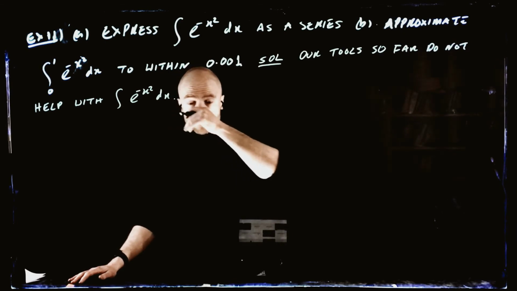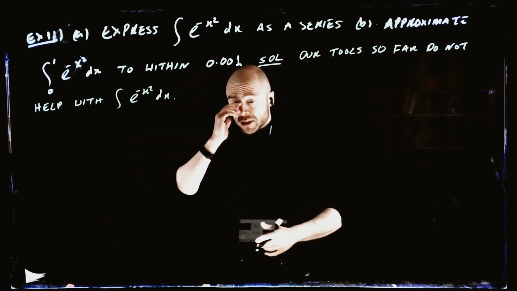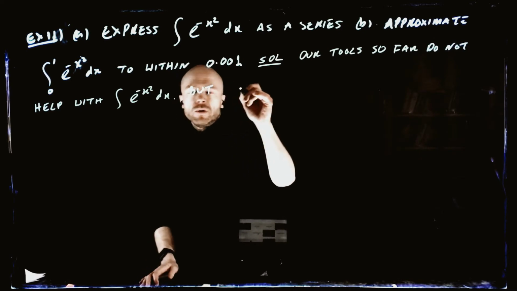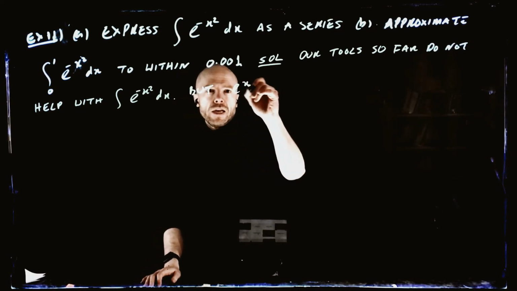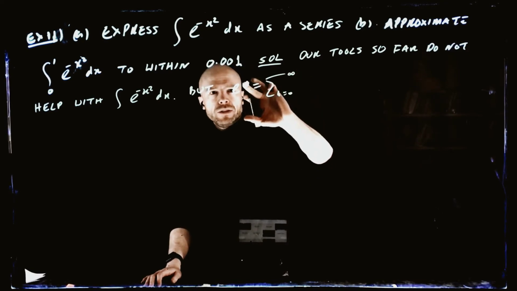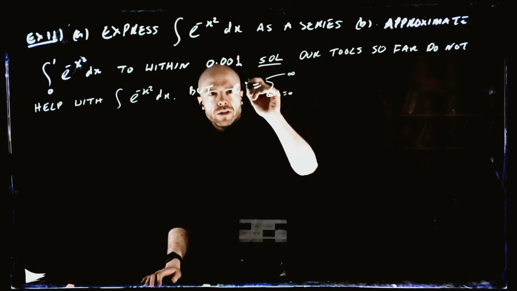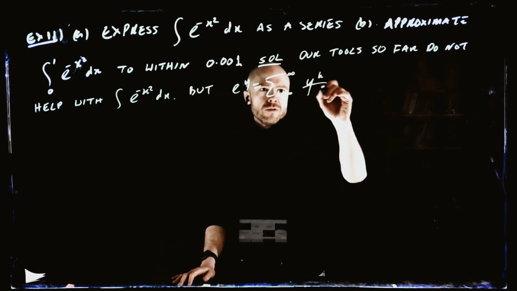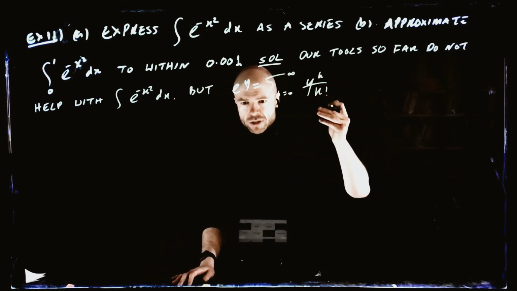But we do know that e to the x has a power series expansion that converges everywhere. All right? So we know that e to the x is equal to the sum from k equals 0 to infinity. Actually, let me call it e to the y, because x is already there. So e to the y is equal to the sum of y to the k over k factorial. And this works for every single y on the real line.